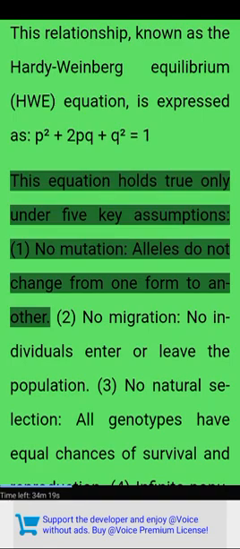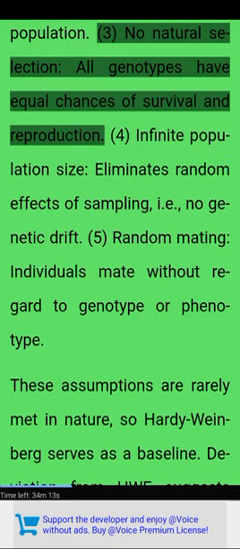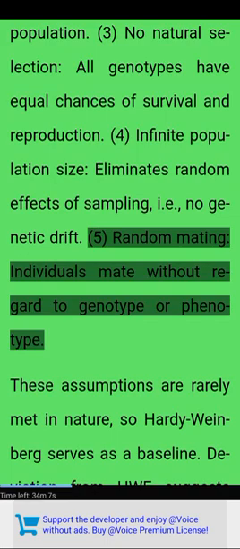1. No mutation. Alleles do not change from one form to another. 2. No migration. No individuals enter or leave the population. 3. No natural selection. All genotypes have equal chances of survival and reproduction. 4. Infinite population size. Eliminates random effects of sampling, i.e., no genetic drift. 5. Random mating. Individuals mate without regard to genotype or phenotype.